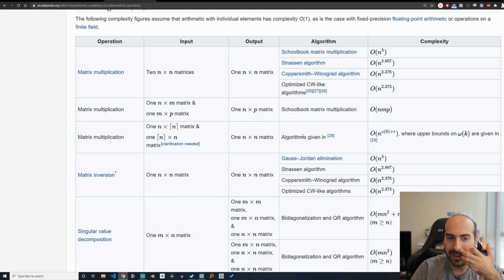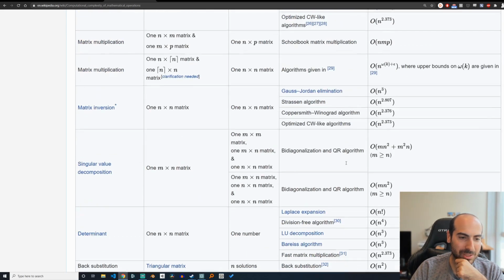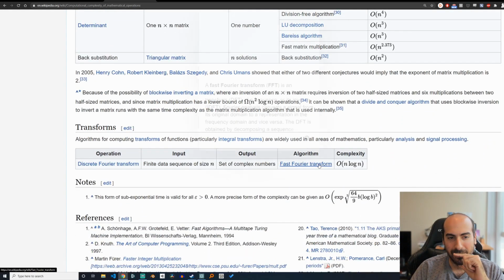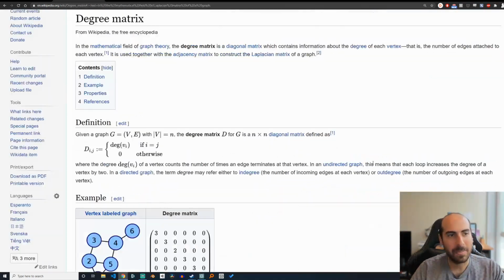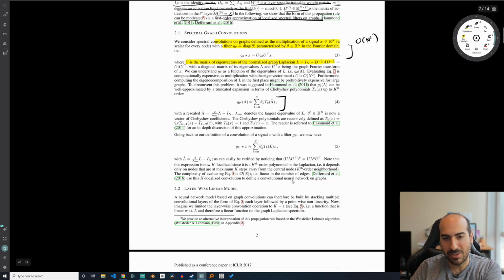And then here, one n by n matrix and one n by m matrix, and matrix multiplication. So really, what is fast here? It looks like everything with matrix algebra is slow. And Fourier transform is a lot simpler, complexity-wise, not to understand the algorithm. Okay, that's cool, I guess.